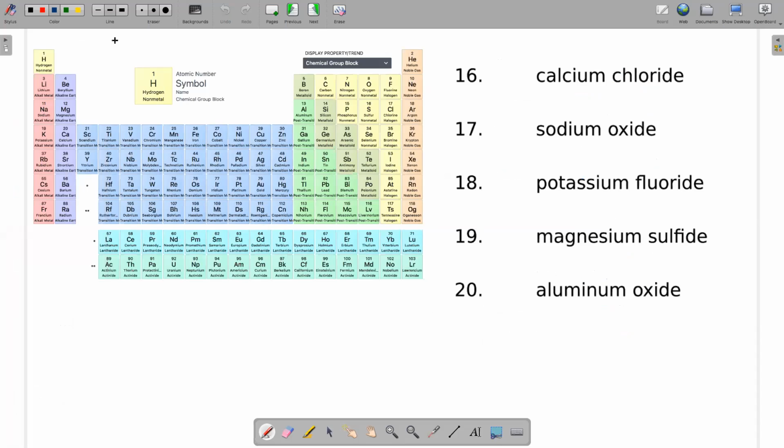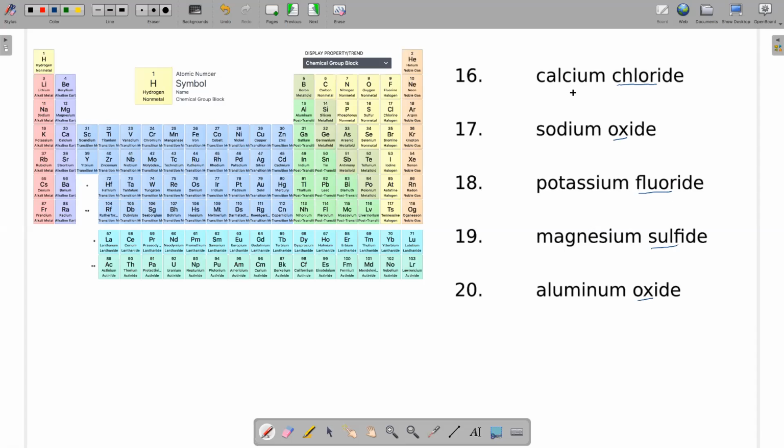We want to write the formulas for these compounds. The easiest way to figure out which element it is is to look at the beginning of the name. Chloride comes from chlorine. Oxide is from oxygen. Fluoride is from fluorine. Sulfide is from sulfur. And then this is oxygen again.